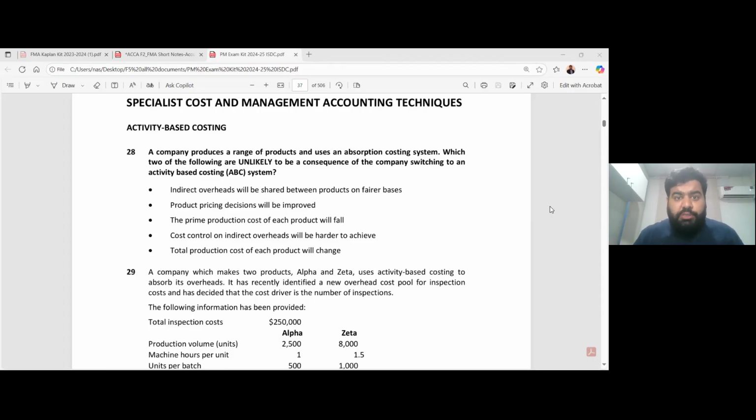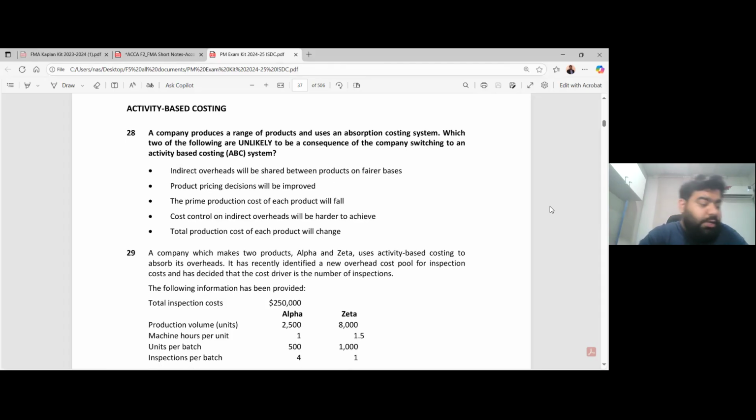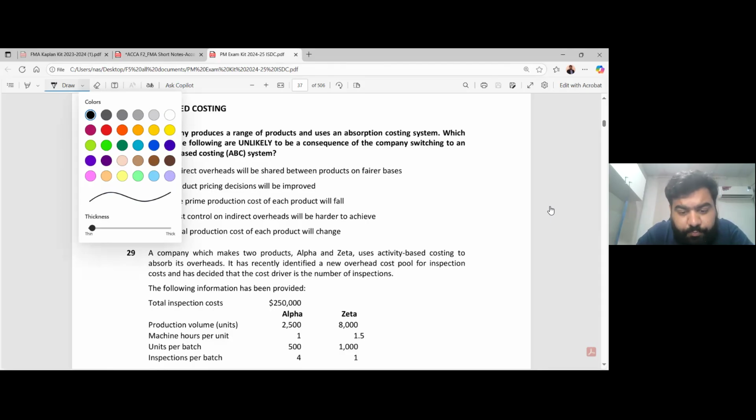So we are going to start MCQs, first chapter, practice activity based costing, practice from Kaplan. I'm going to start Kaplan, okay, and we'll do the practice from here. And obviously, I'll guide you in future as well about where you have to do the practice for your assignment or for your further practice, right? So let us start.